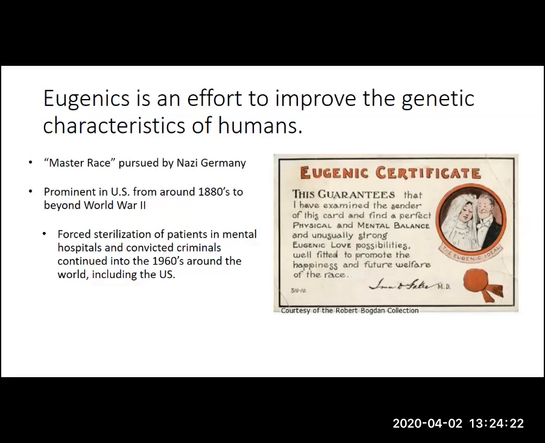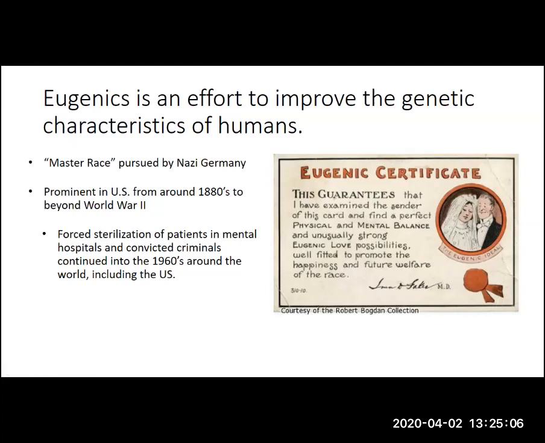Examples of that within the United States were the forced sterilization of patients in mental hospitals and convicted criminals that continued into the 1960s, around the world as well as the US. Even more recently, in the 80s, there was an effort to encourage sterilization of individuals within the criminal justice system to minimize their potential for having offspring. And so again, this is something that's going on and continuing at varying levels within society, even if it's not recognized as a true form of eugenics, or at least with the term eugenics associated with it.